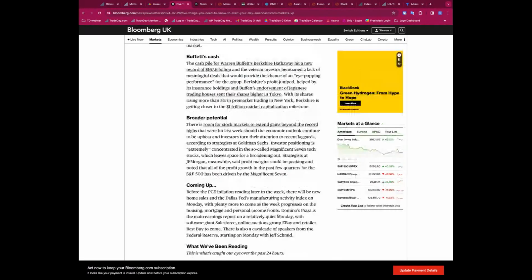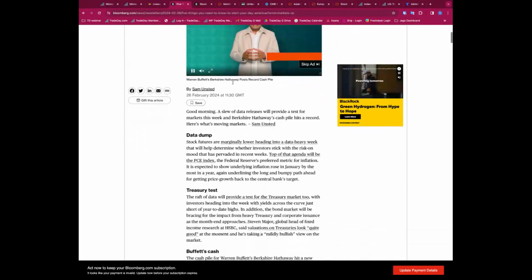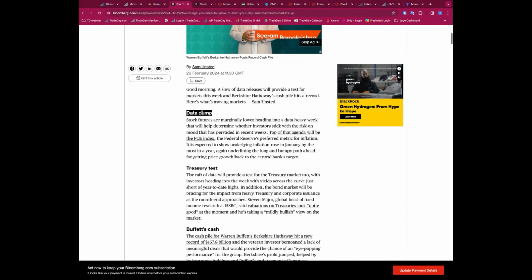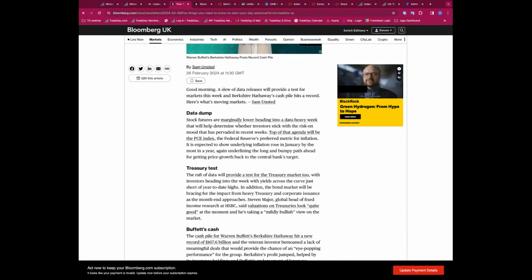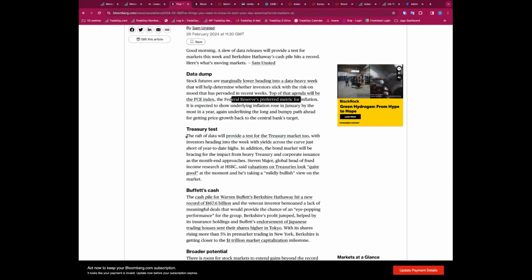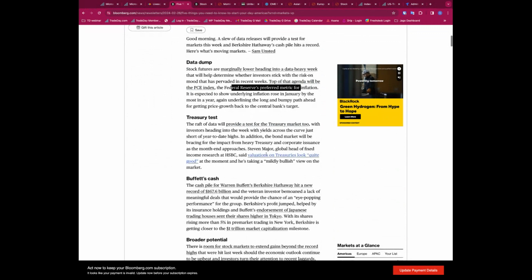And if we go to 5 Things to Start Your Day from Bloomberg, it's saying data dump, that we've got a load of data this week. Well, we do, but it's not really top line data. Again, top of the agenda is the PCE data. I've already highlighted that, the Federal Reserve's preferred metric for inflation. We'll be watching that.